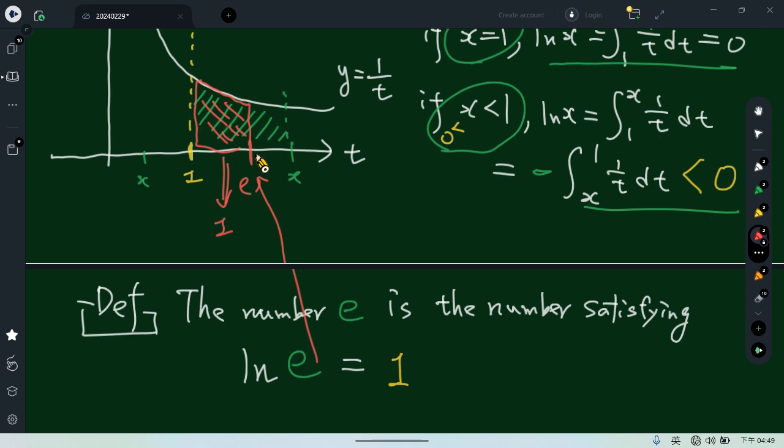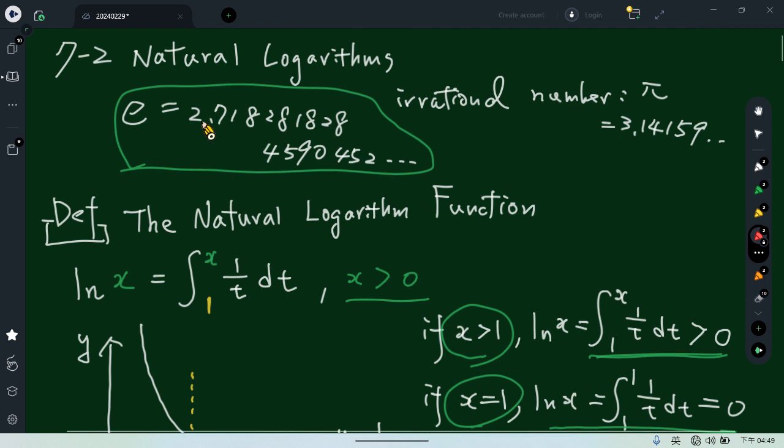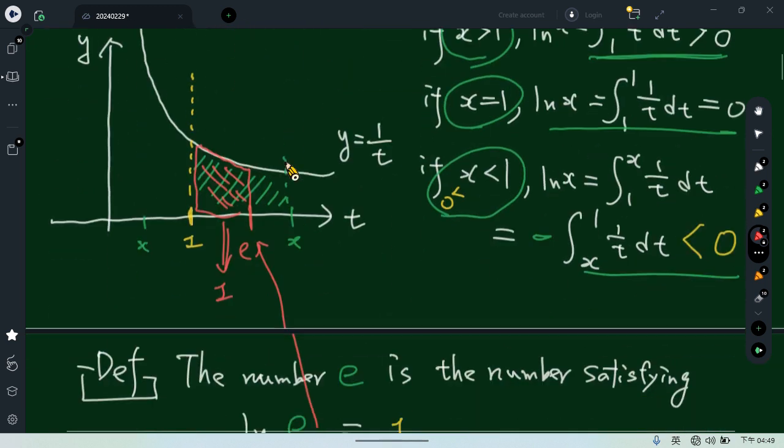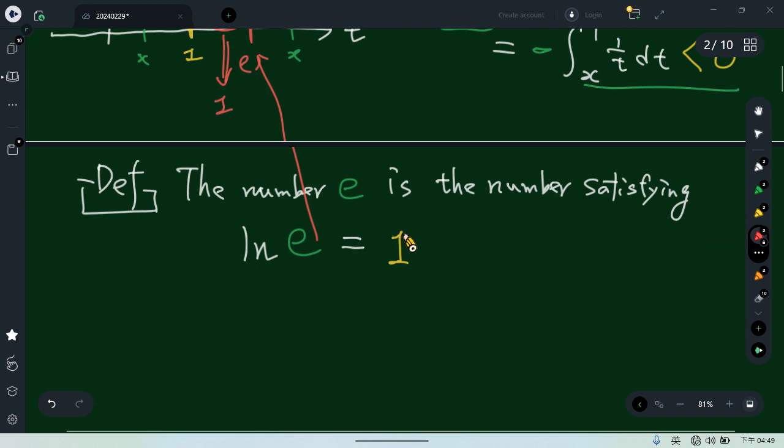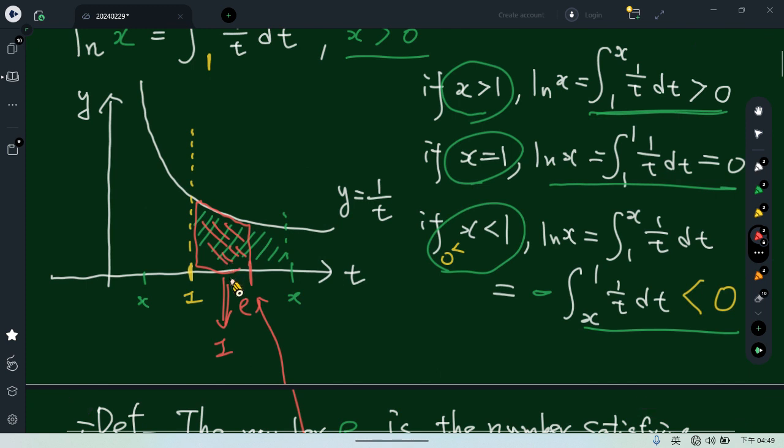The place we stop is E. Can you imagine that? So actually, the number is around 2.718, blah, blah, blah. Okay, so if you want to find E, it's easy. Actually, not that easy, because it's an irrational number. It's hard for you to pinpoint the exact location of E.